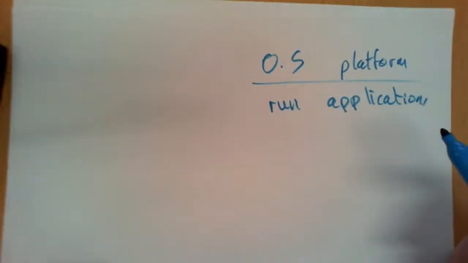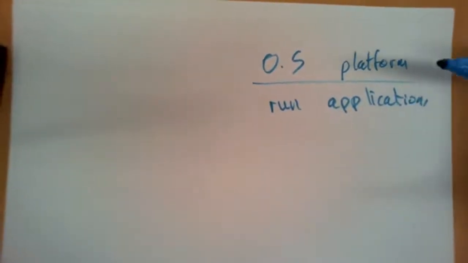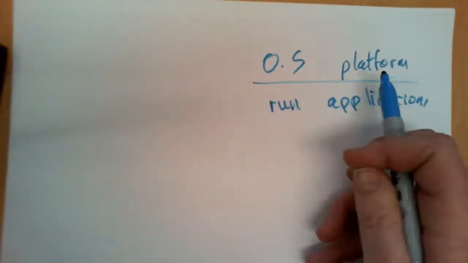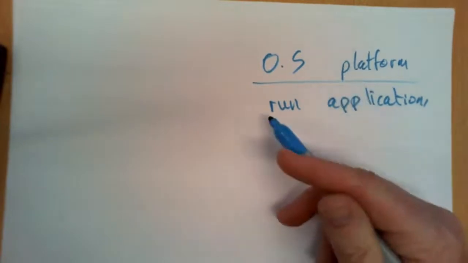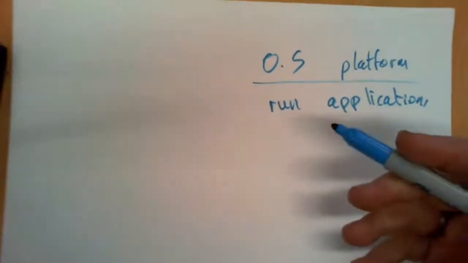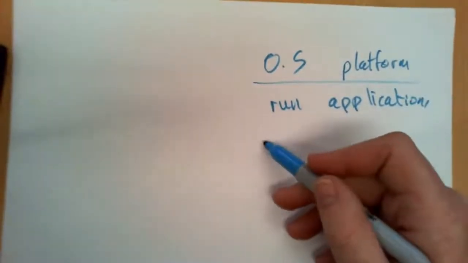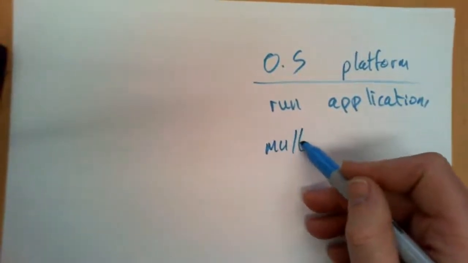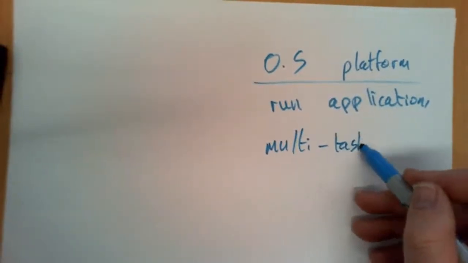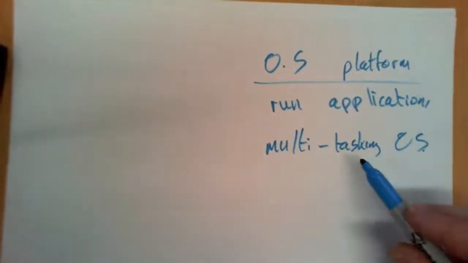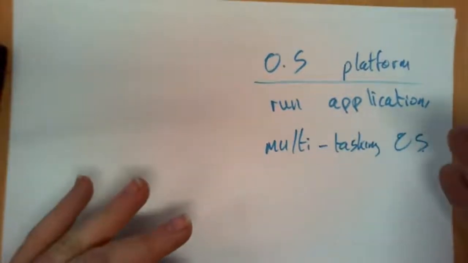Okay, so the idea is they can run multiple applications at the same time. Different operating systems will have different capabilities with regards to running multiple applications at the same time. The ones that we've talked about in the previous videos are called multitasking OSs, or MTOS. They're all the ones you're usually familiar with.